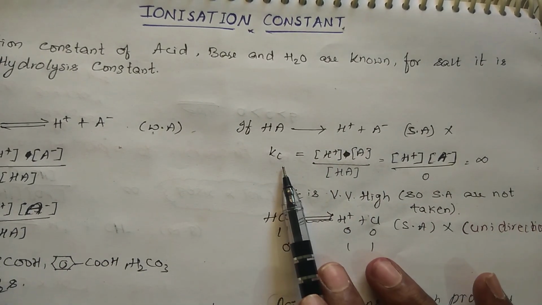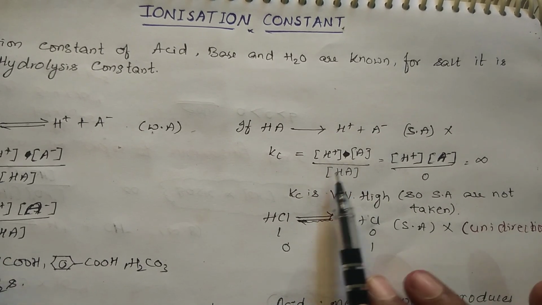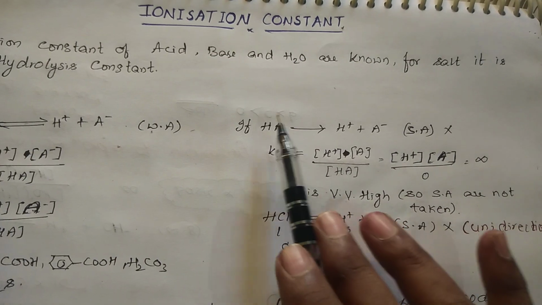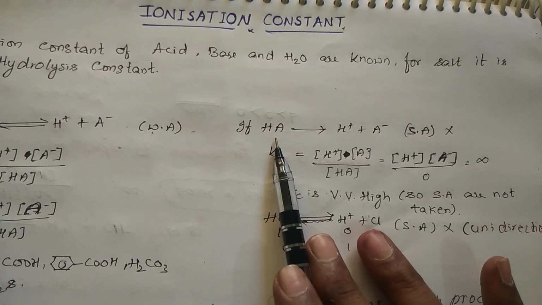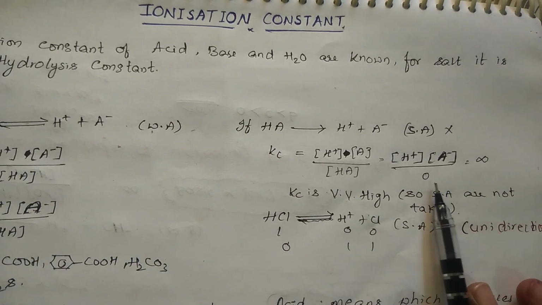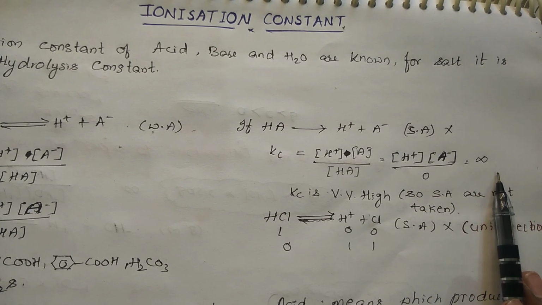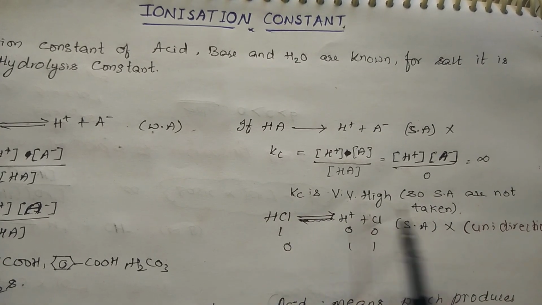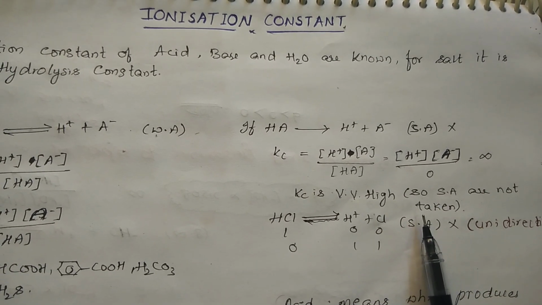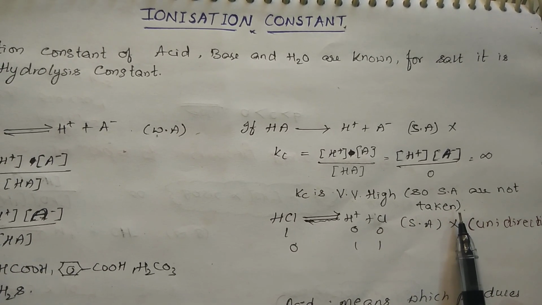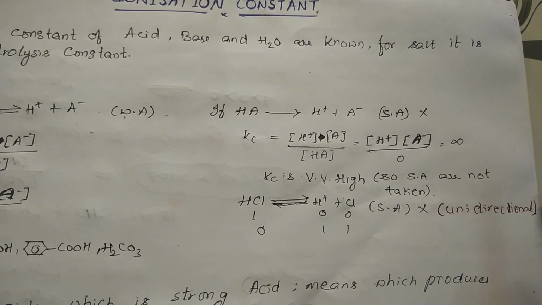So if you write the equilibrium, what happens? H plus concentration into A minus by HA, and you know that if it is a strong acid, the complete reactant will get converted into the product. So you will not have any reactant. It is taken as zero reactant present. Anything divided by zero is approximately infinity, right? So the Kc value will be very high. So strong acids are not taken for defining because we will not get equilibrium here. So a strong acid is always unidirectional, right, students?